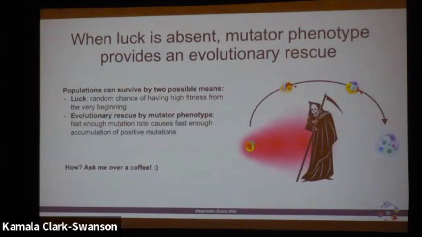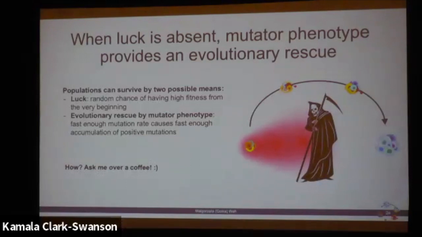I wish I had more time because this is one of my favorite parts of this work, but whatever. So cells that are potentially facing extinction can have two strategies to overcome possible doom. One of them is to be lucky, simply by having very high advantageous fitness from the very beginning. And the other strategy is the evolutionary rescue provided by the mutator phenotype.